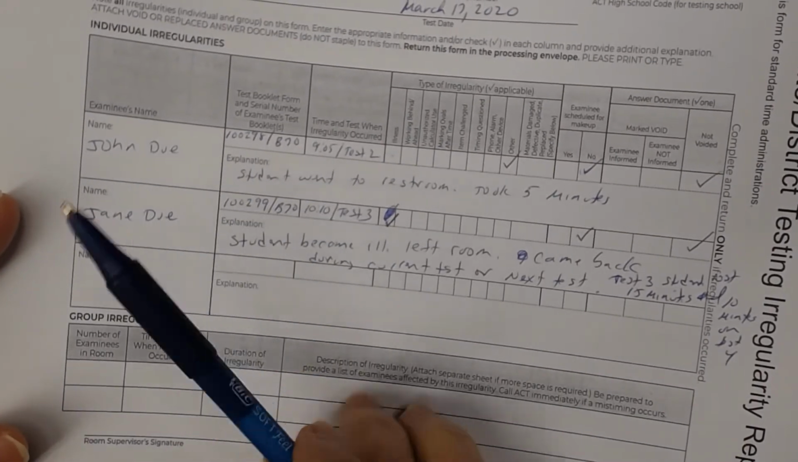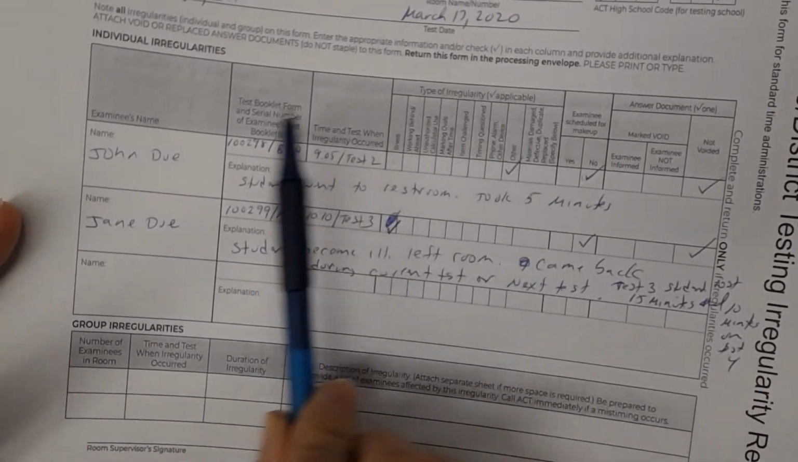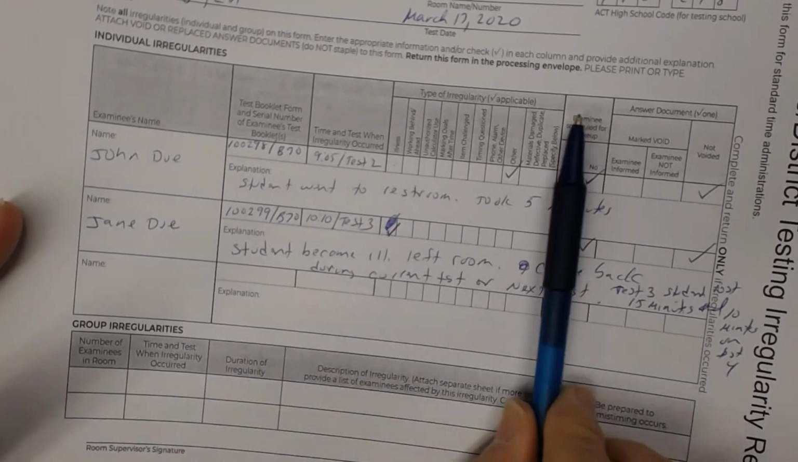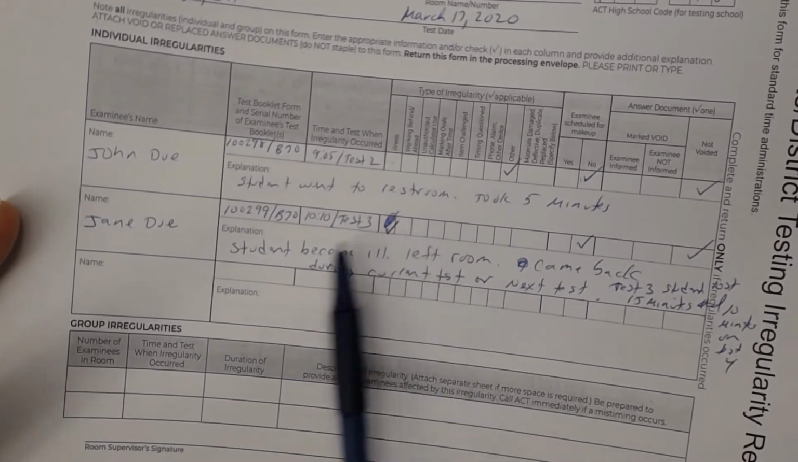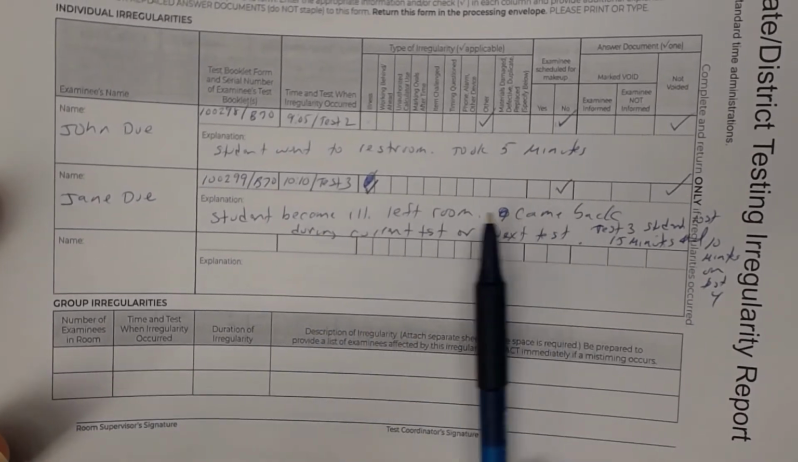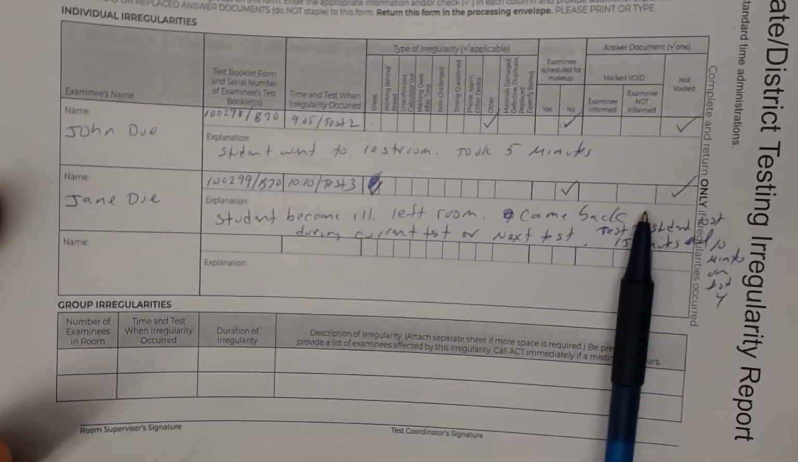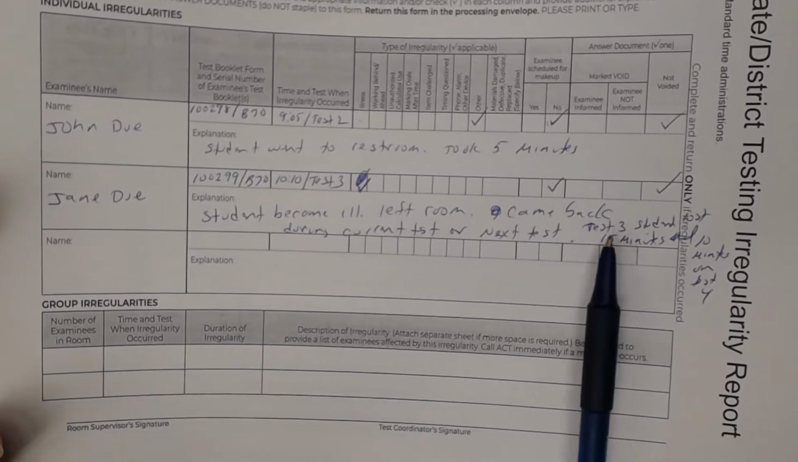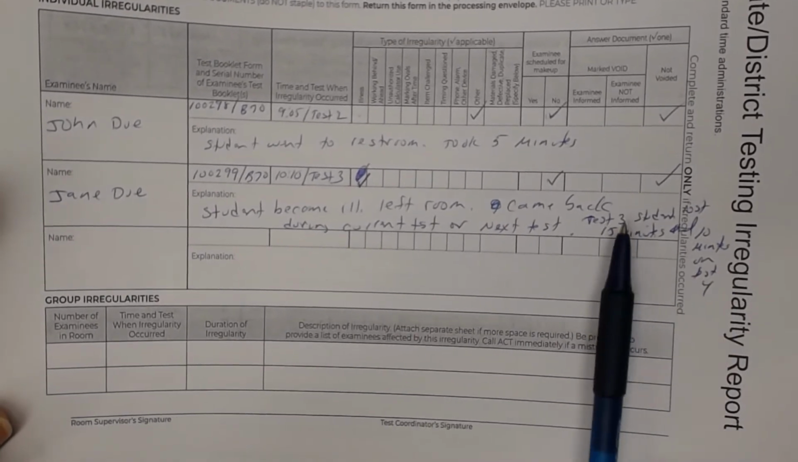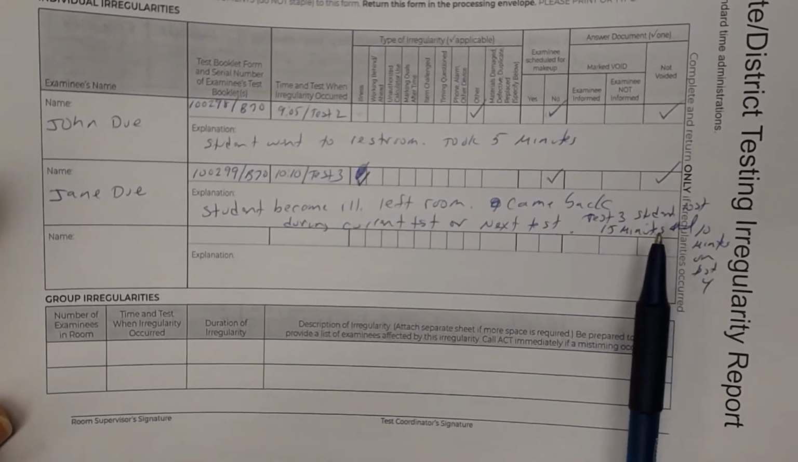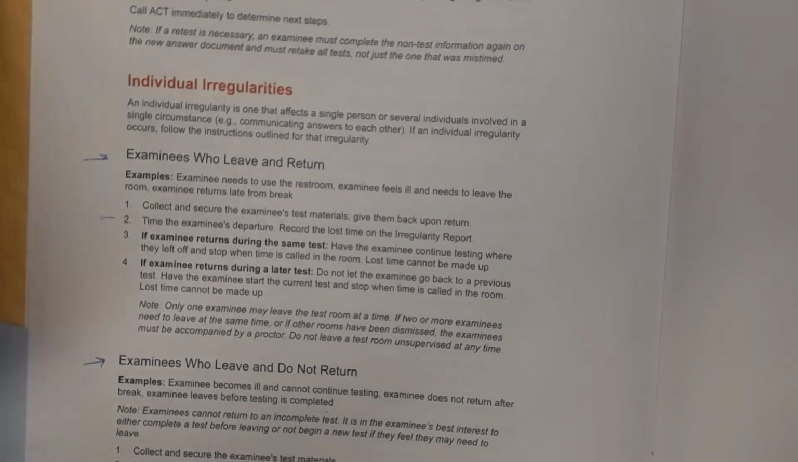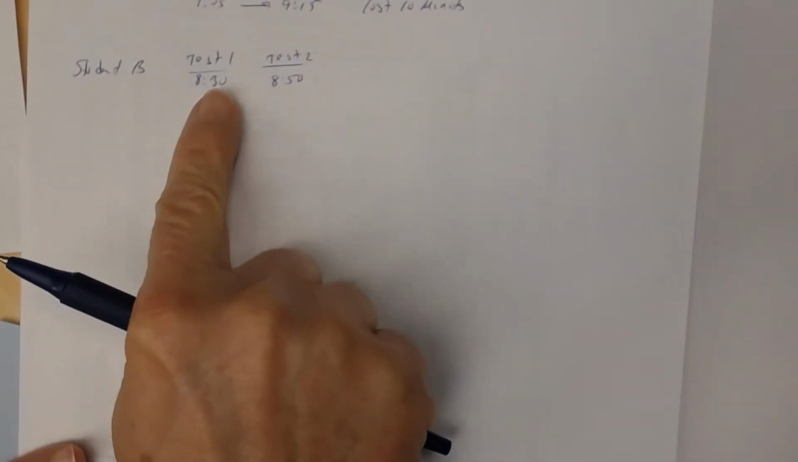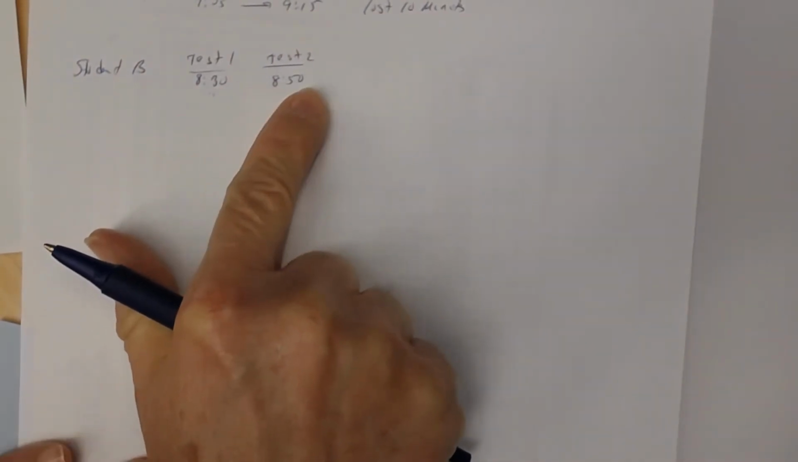So this is a scenario where student leaves and comes back. Student leaves during the same test. This is what you do if students leave and come back during the next test. All right, so you must indicate time lost for each test. Remember, when they lose the time, they cannot make it up. So before we go into the next part here, let's remind ourselves about if a student leaves and comes back during a future test.